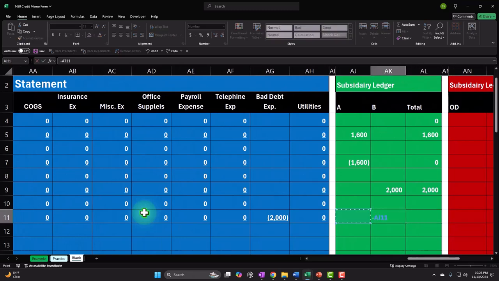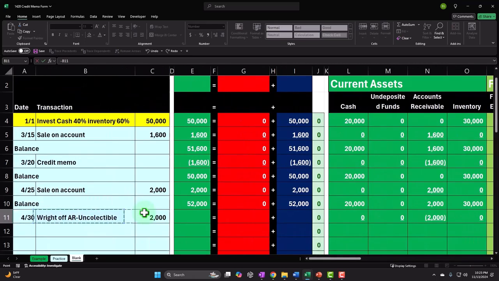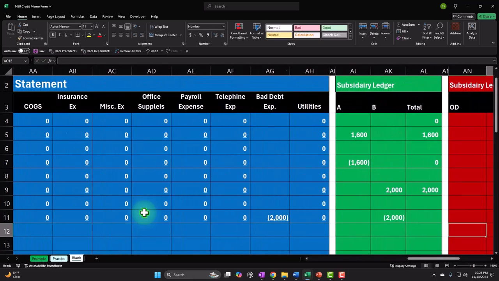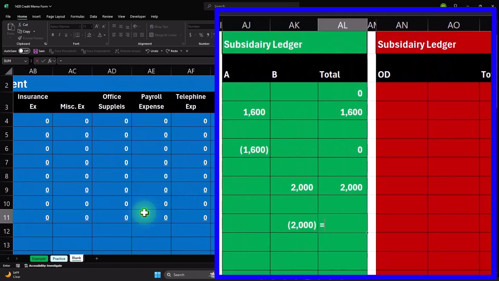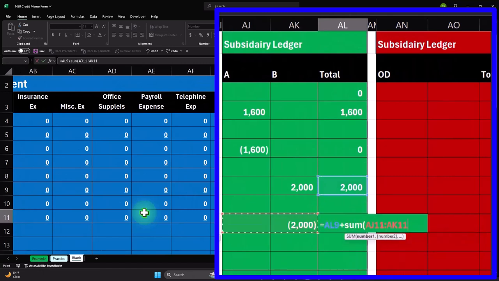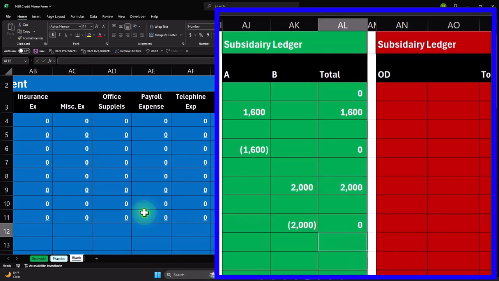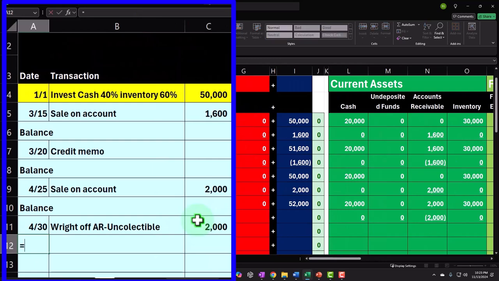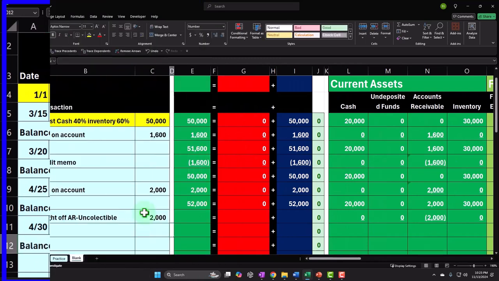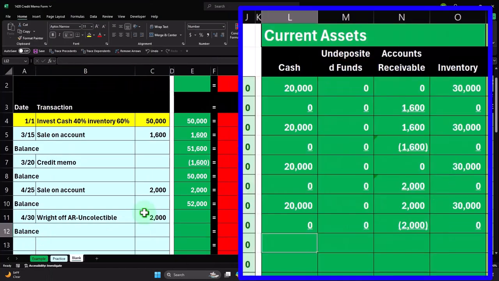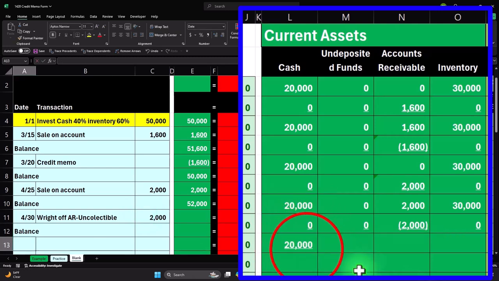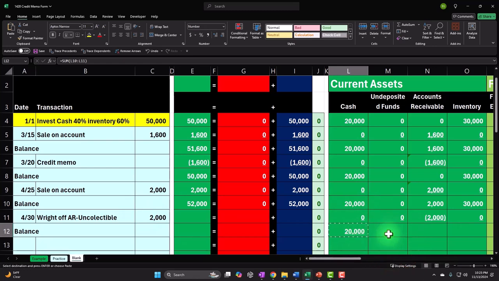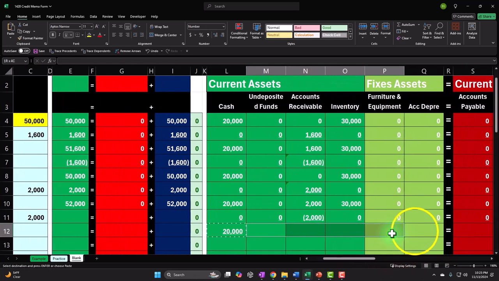So B is also a deadbeat. So we're going to say, dude, this is ridiculous. So we have the 200 plus the sum of these two, and that brings it back down. And then we'll bring the balance. The balance is going to be the sum of these two. Copying that across.